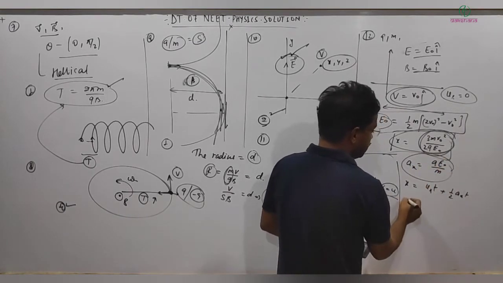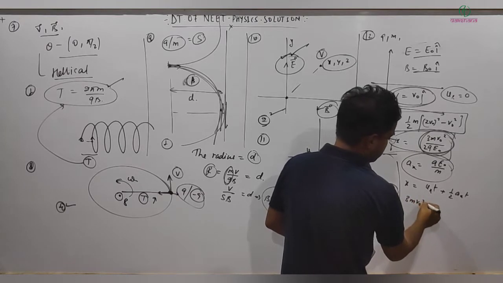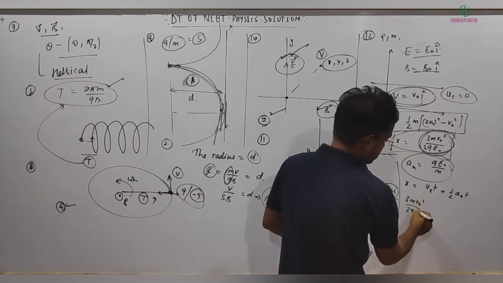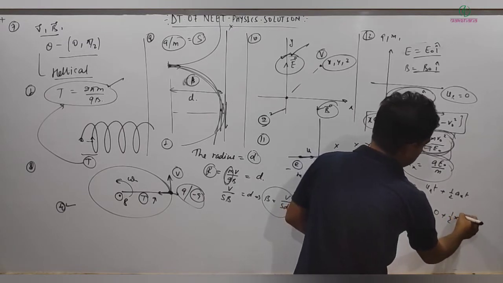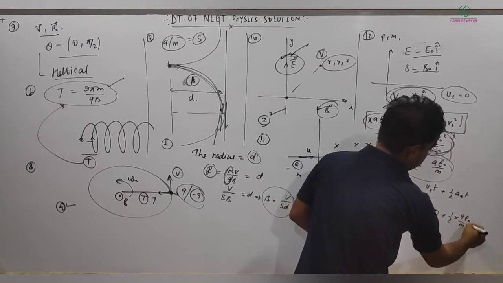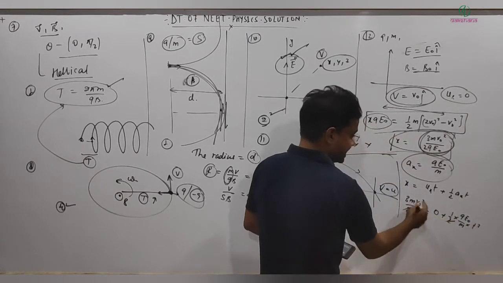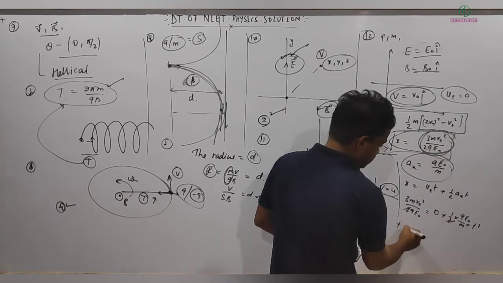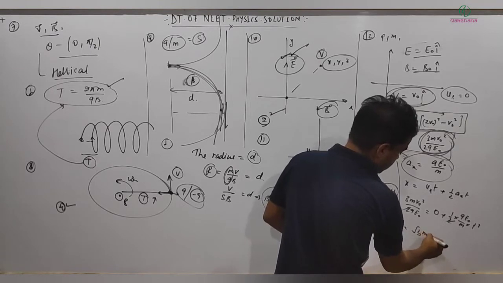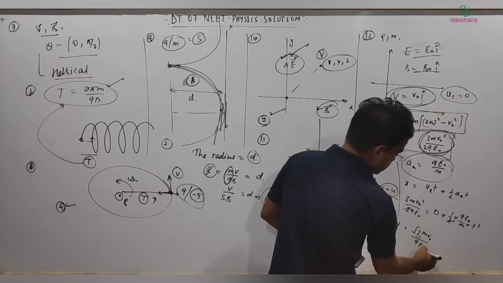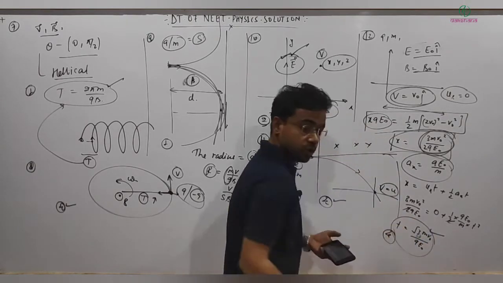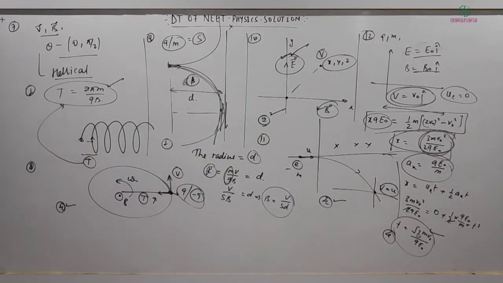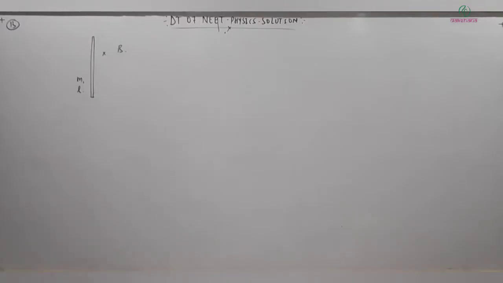Then, by using this, 3m v naught square divided by 2 q E naught is equal to ux, 0, plus half ax, which is q E naught by m, multiplied by t square. 2 gets cancelled, and t comes out to be root of 3m v naught divided by q E naught. This will be the answer, which matches option number 4. So this is up to question number 12. Okay, next question number 13.